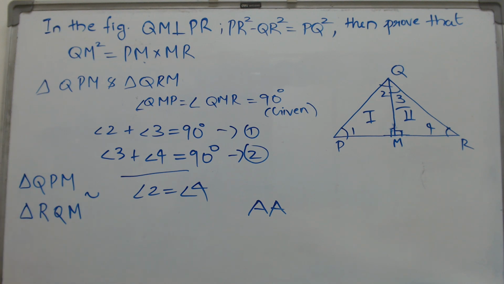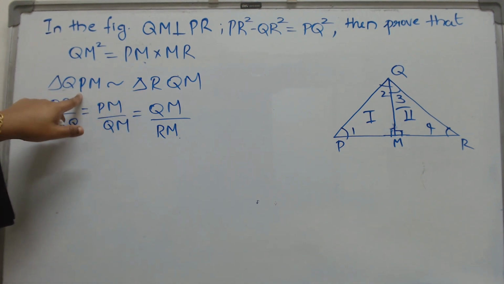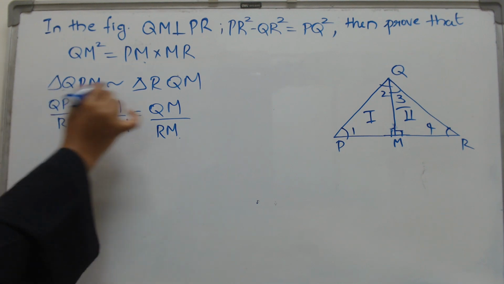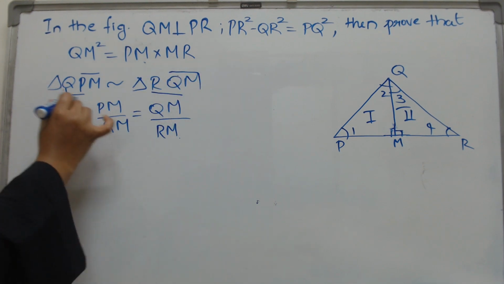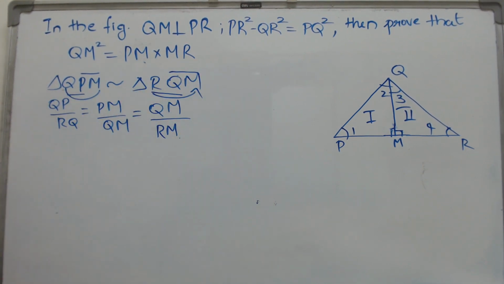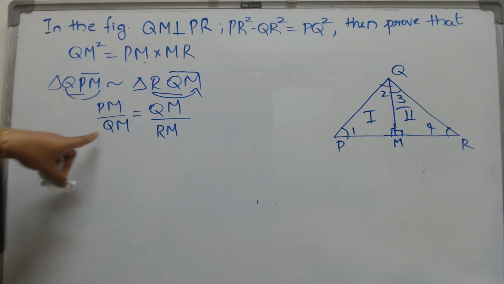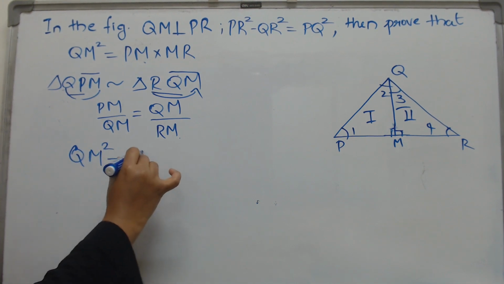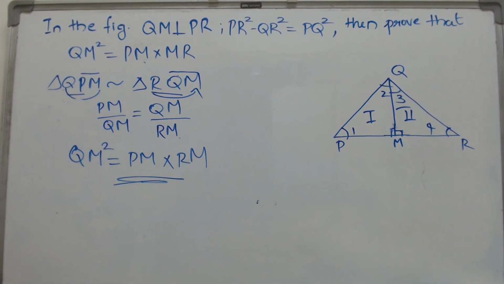So if these two triangles are similar, then how will their ratio look? Now if this is how the similarity works, then write down the ratio of the corresponding sides. First side here, first side here, second side here, second side here, and then the third one. Once you write the ratios, you will see that this is the required ratio. You will have what? QM square is PM into RM. There we have our required result here.